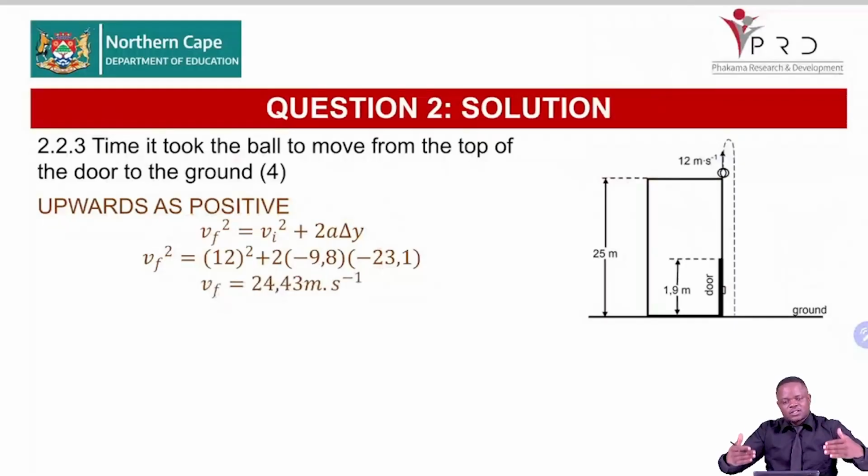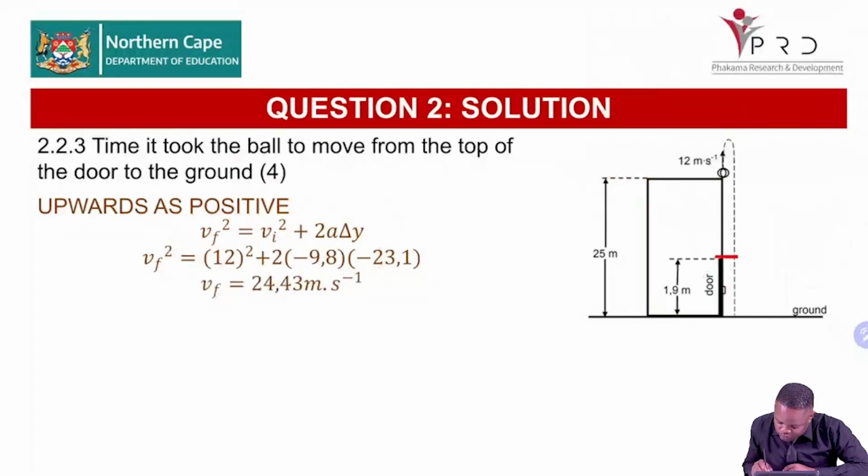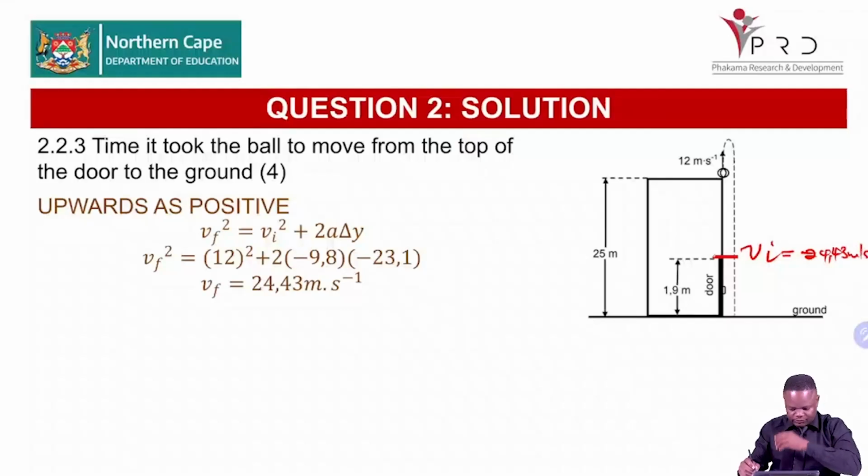Right, so now that we understand the first part, this is the second part. You split your question into separate categories. Now, we know the velocity with which it reaches the top of the door. This velocity that we now know, we will make it our initial velocity. Are you following? We are going to make it our initial velocity, so this is going to be your VI. It's negative 24.43 meters per second. And when it hits the ground, we have a final velocity VF, which we calculated in the previous question.